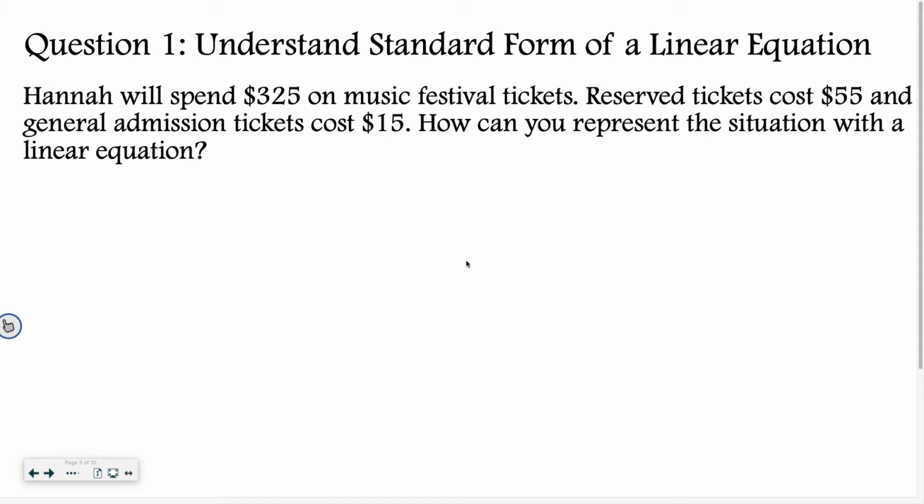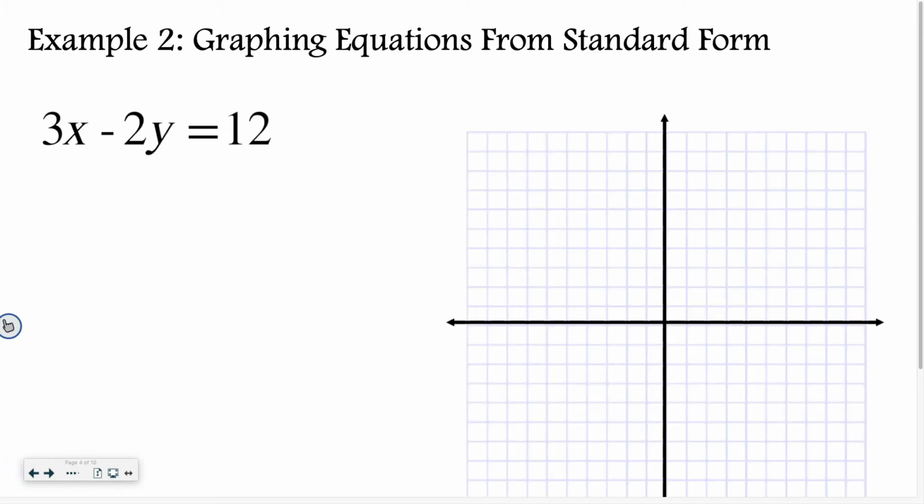Why don't you solve this one on your own? Hannah will spend $325 on music festival tickets. Reserved tickets cost $55 and general admission tickets cost $15. How can you represent this situation with a linear equation? Good luck. Hopefully you ended up with 55x plus 15y equals 325. Again, you don't need to solve anything. We were just setting up the equation.